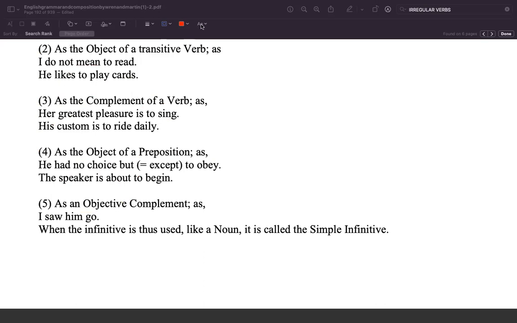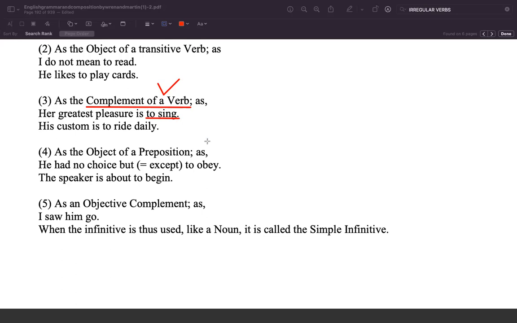So not only is the infinitive used as the subject of a verb or the object of a verb, it is also used as a complement of a verb. How is it used as a complement of a verb? Let's say I say, her greatest pleasure is to sing. Here the infinitive is to sing.